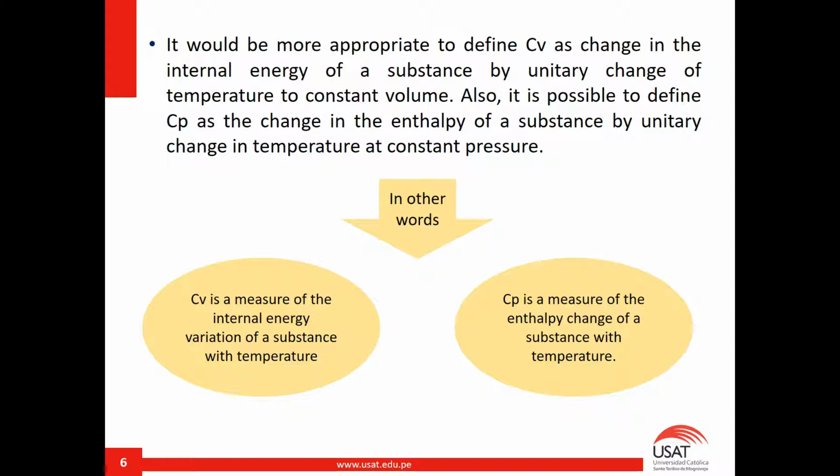It is more appropriate to define Cv as the change in the internal energy of a substance per unit change of temperature at constant volume. Also, it is possible to define Cp as the change in the enthalpy of a substance per unit change in temperature at constant pressure. In other words, Cv is a measure of the internal energy variation of a substance with temperature, and Cp is a measure of the enthalpy change of a substance with temperature.